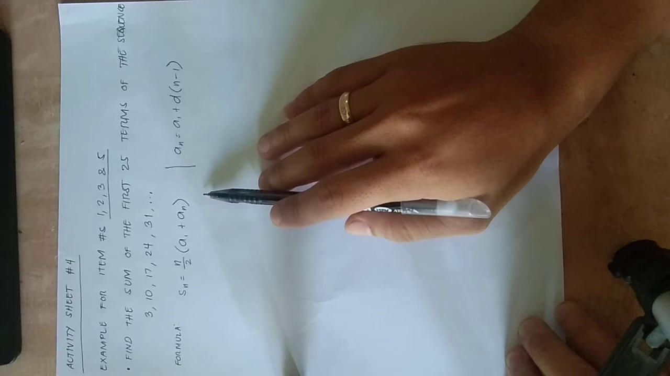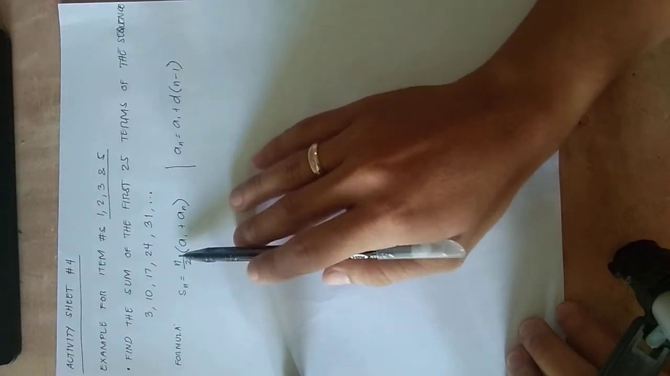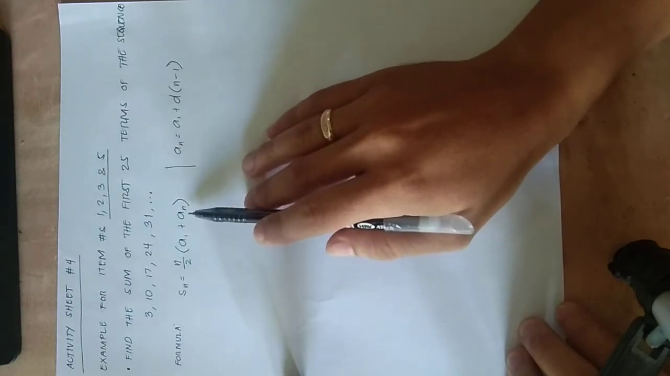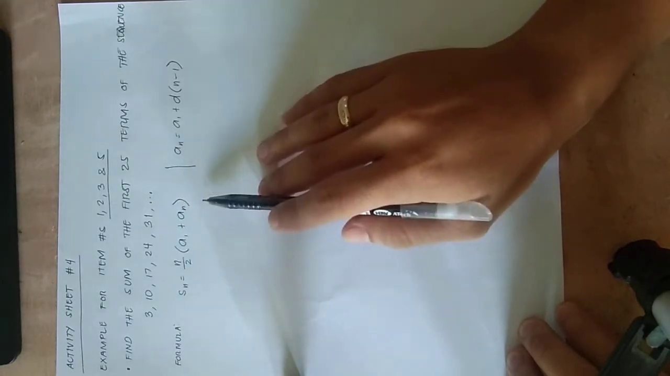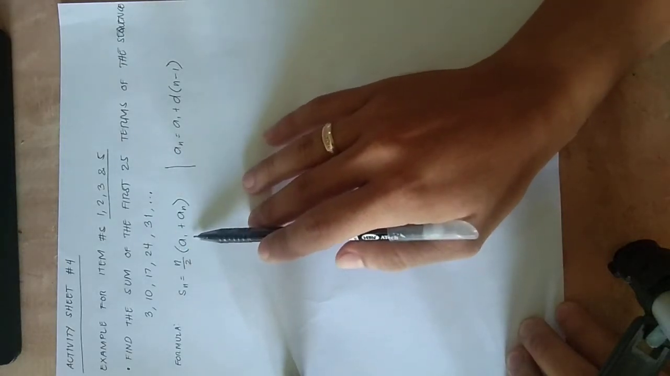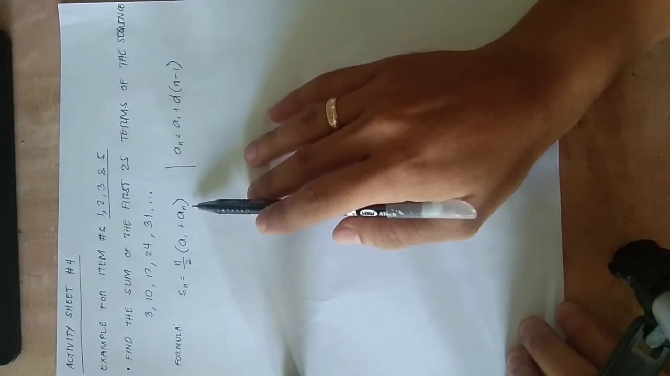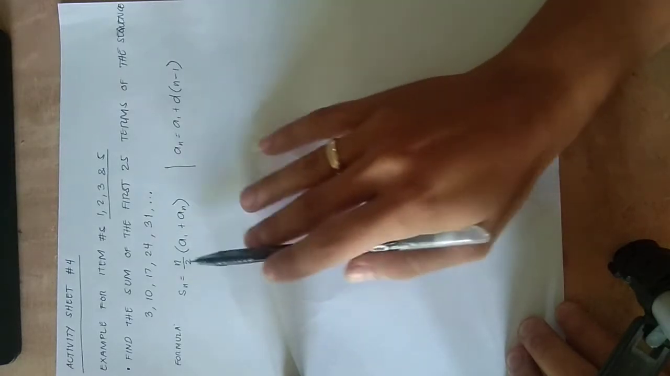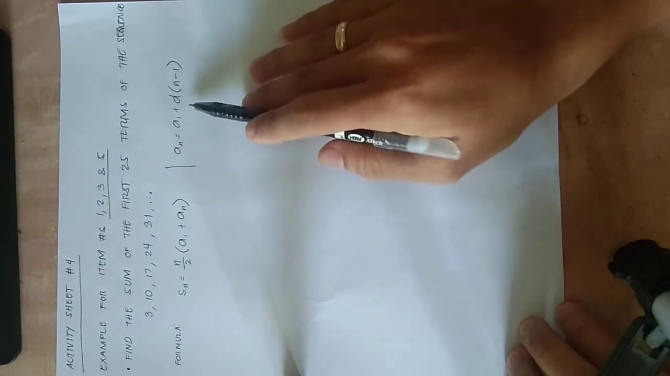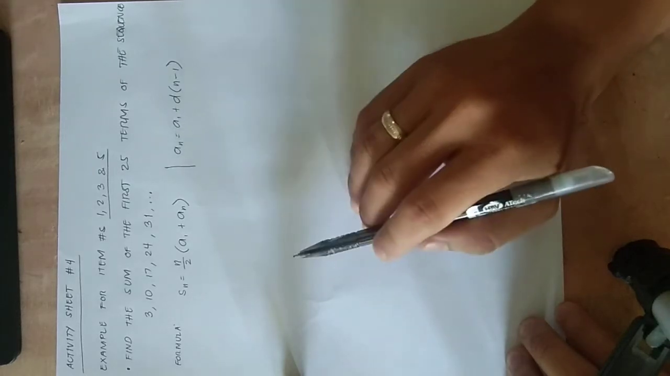Now since we are looking for the sum of an arithmetic sequence, the formula that we are going to use is S sub n equals n over 2 times the quantity a sub 1 plus a sub n. To use this formula, we only need the values of n, which is the number of terms, a sub 1, which is the first term, and a sub n, which is the last term. If any of these variables is missing, then we will go back to the formula of the arithmetic sequence just to find the value of that missing variable.